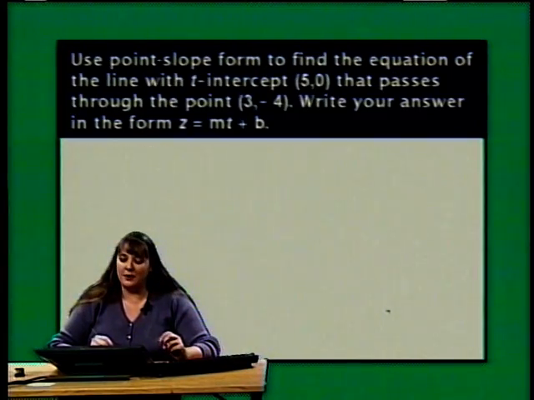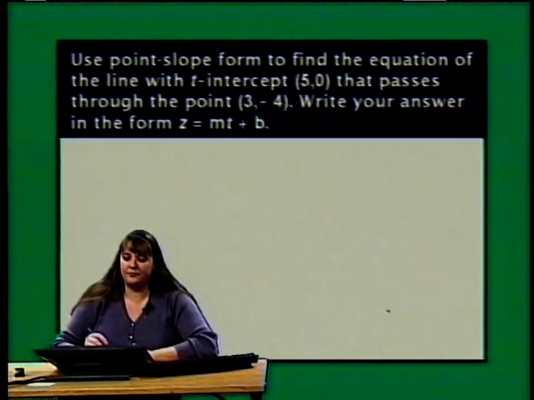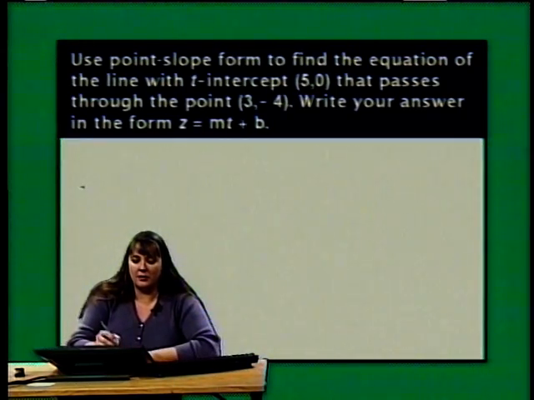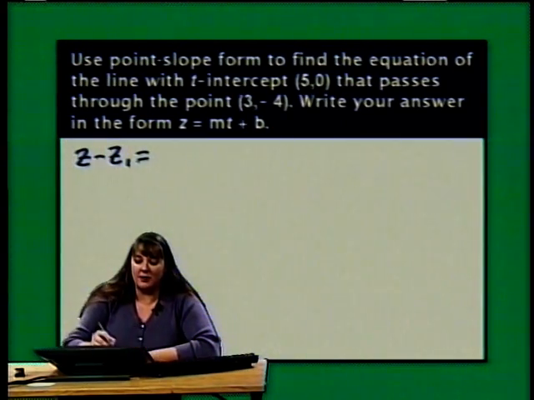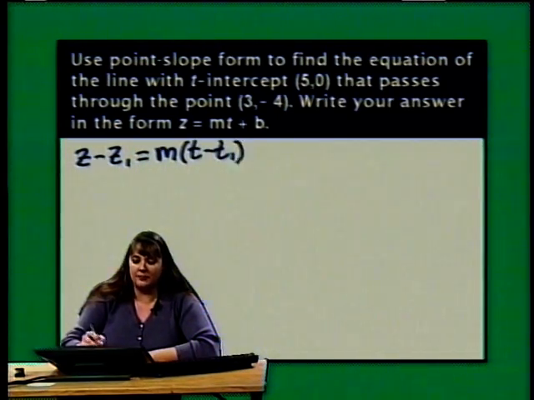So let's look at another example. This time we're asked to use point-slope form to find the equation of the line with t-intercept 5, 0 that passes through the point 3, negative 4. And we're asked to write our answer in the form z equals mt plus b. So once again, we're going to start in point-slope form, but our final answer is going to be in slope-intercept form. So this time, when I think about the point-slope form, I need to use the variable z as my dependent variable. So I have z minus z sub 1, and the variable t as my independent variable. So equals m times the quantity t minus t sub 1.